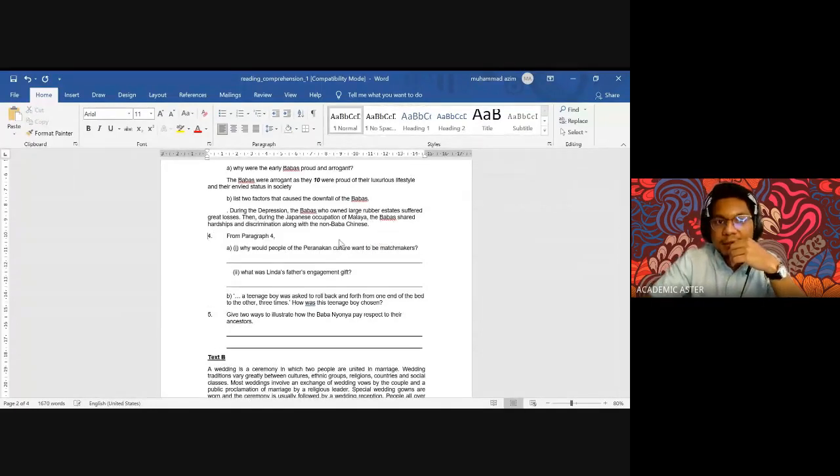Okay. From paragraph 4, why would people of the Peranakan culture want to be matchmakers? Siapa lagi belum eh? Farish. All right, Farish. Where is Farish? Hey, where's Farish?